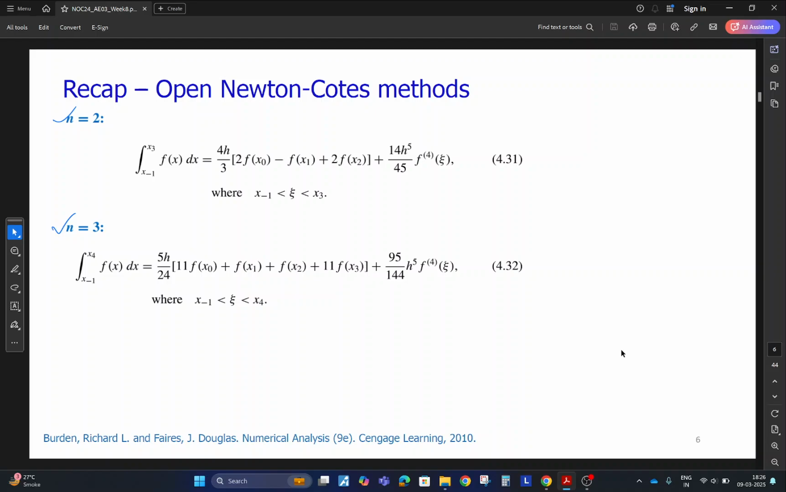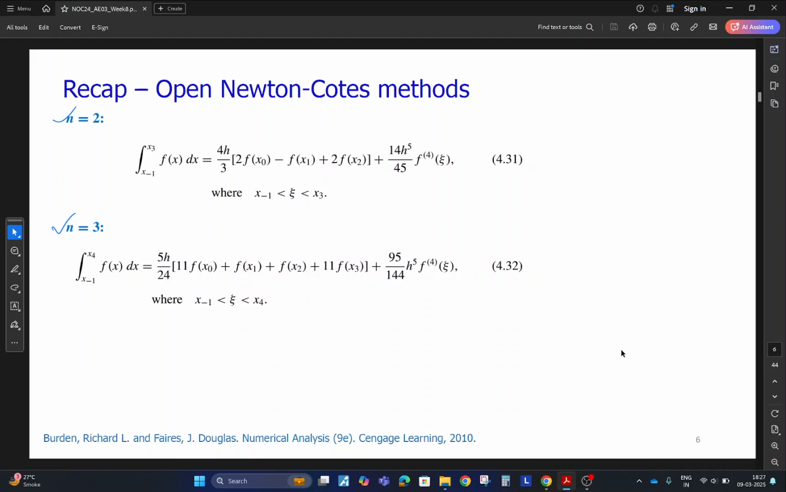Similarly, we have the open Newton-Cotes methods for the parameter values n equals 2 and 3. When n is equal to 2, the formula becomes integral from x minus 1 to x3 of f(x) dx equals 4h by 3 times twice f of x0 minus f of x1 plus twice f of x2, plus 14 by 45 h to the power 5 times the fourth derivative of f at xi, where x minus 1 is less than xi, which is less than x3.